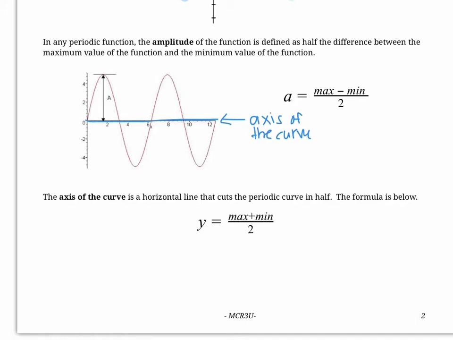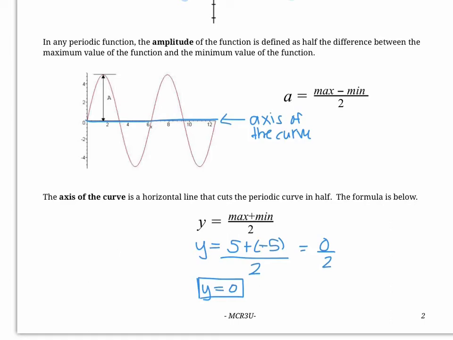It's saying to take the maximum value. In this case, the maximum value looks to be about 5. So let's say the maximum is 5, plus the min, which looks to be -5, and then divide that by 2. This is going to give us 0 over 2. And the axis of the curve is the line y equals 0. Again, it's a line, so we're not just going to put 0, we say y equals 0. And that looks to be about right. It looks like the middle is right at the x-axis here.